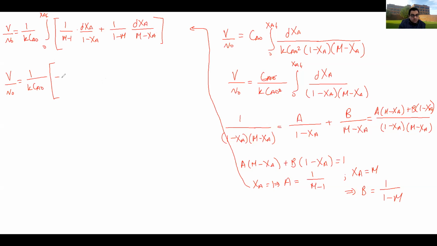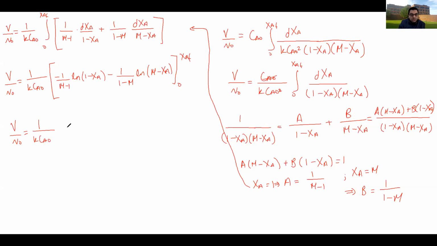This is equal to what? Minus 1 over M minus 1 ln 1 minus XA, right? Minus 1 over 1 minus M ln M minus XA, right? And this I'm substituting from 0 to XAF. And this is correct. Just double check your math, make sure you remember the stuff, and practice it.